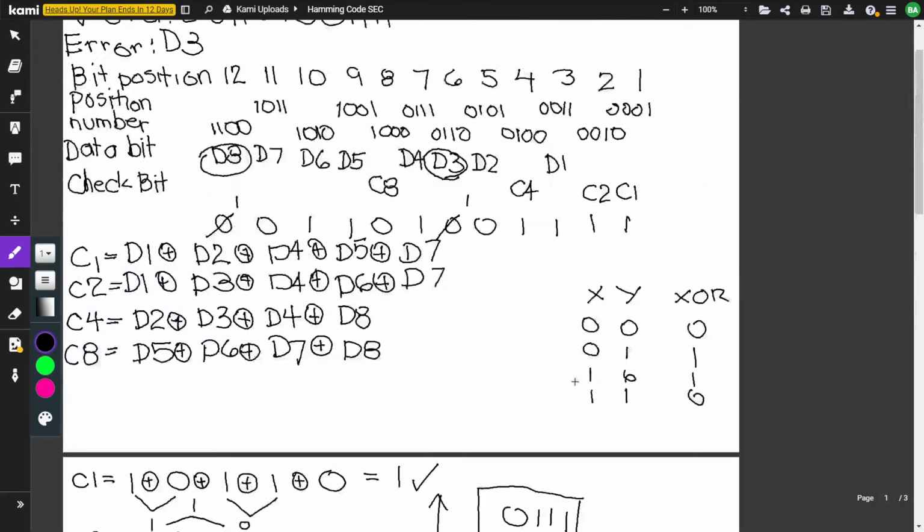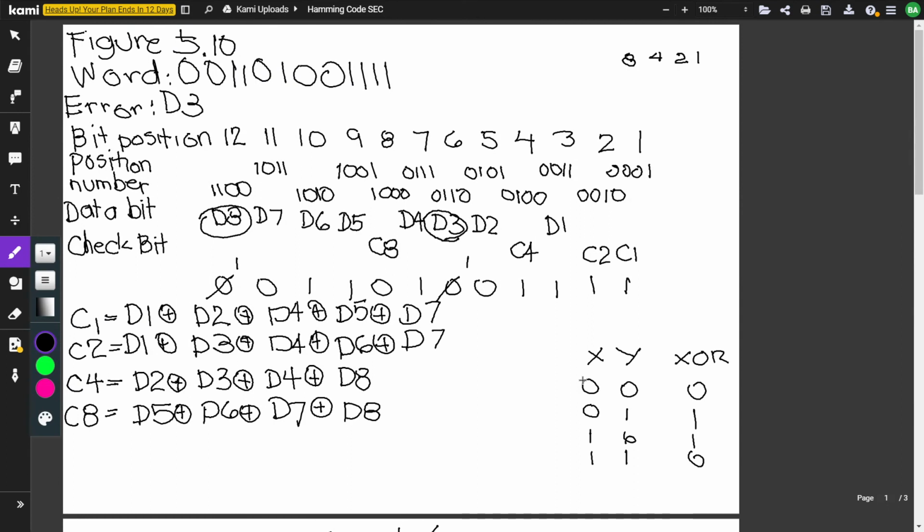So I hope that you've already understood how to do the Hamming code for single error correction. I hope that you've learned a lot from this lesson.